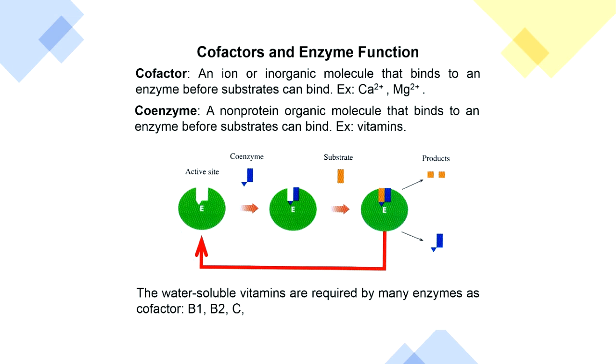This is just some more information about an enzyme. Sometimes they have cofactors, so they need these ions right here before it's able to bind to the substrate. And sometimes they have coenzymes, which is something that is not a protein, but it needs to bind to the enzyme before the substrate can bind to it.